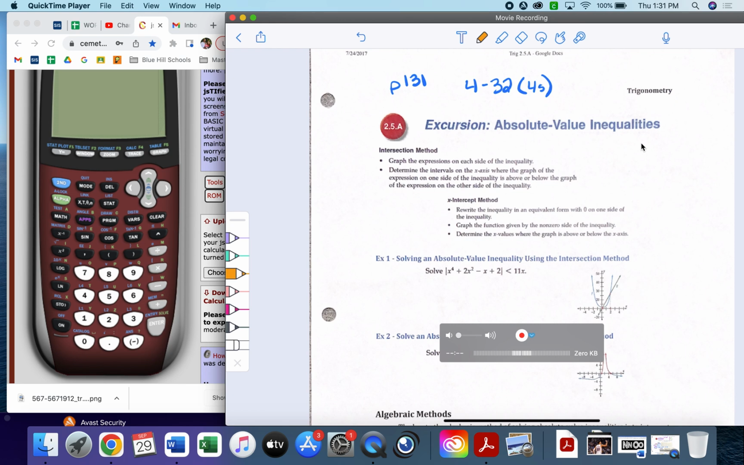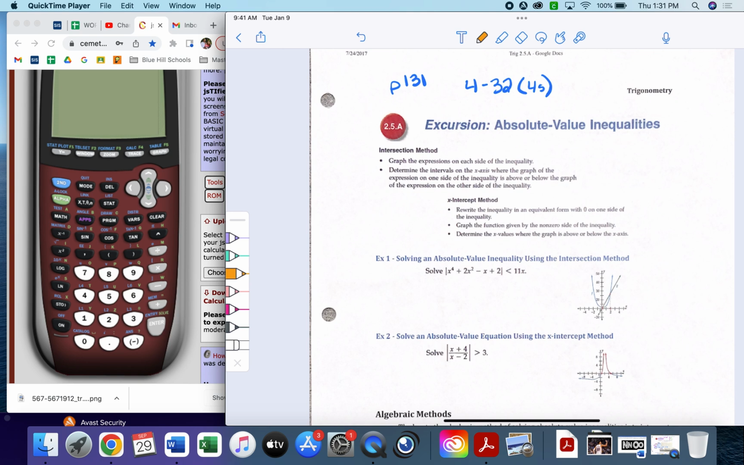This is section 2.5a. This is the first A section that we've had all year. We will have probably one A section out of each chapter, but it's like an excursion section. Typically the homework assignment is way shorter. Like look, 4 through 32 by 4s. That's not a lot, right? That's not a big homework assignment, okay?